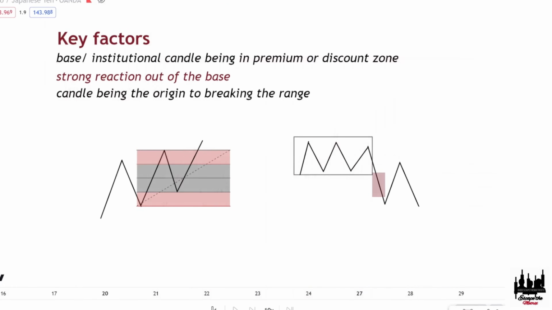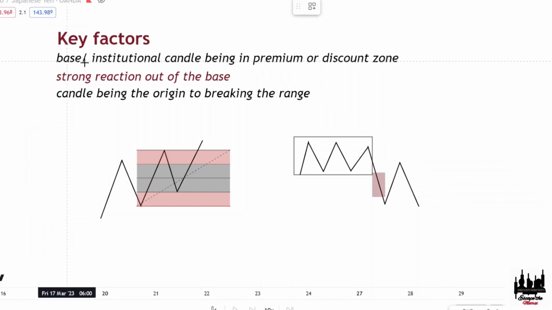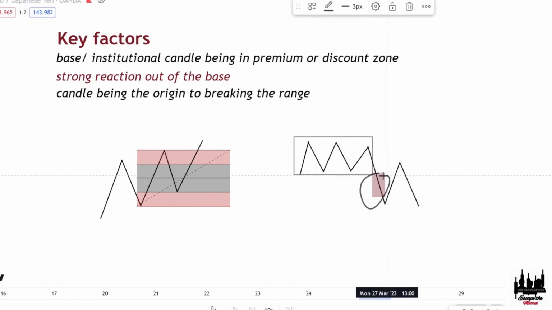Here are three key factors if you want to trade reversal. These are three things that you need trading reversal. First, your base slash institutional candle being in a premium or a discount zone. As you can see, price breaks to the bullish side, you wait for a discounted area, and vice versa. Second, a strong reaction out of the base. As you can see, you have a base right here and a strong reaction out of the base. Third, the candle being the origin to breaking the range, which, let's say there's an institutional candle right here. This institutional candle is responsible for breaking this range. So these are the three key factors you need to trade reversals.